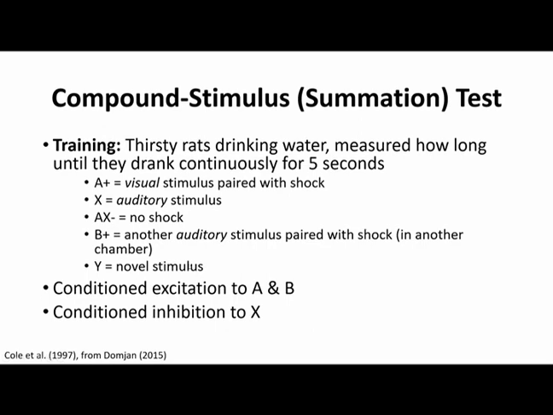We're going to come back to Y in just a minute. But what we've set up so far is that we have conditioned excitation to A and B, where A on its own is paired with shock and B on its own is paired with shock. And we have a conditioned inhibition to X, where X being presented with A means that it's safe and there will be no shock. So now we want to ask, what did these rats learn about X?